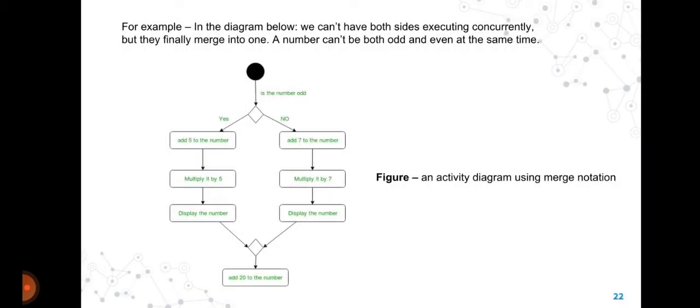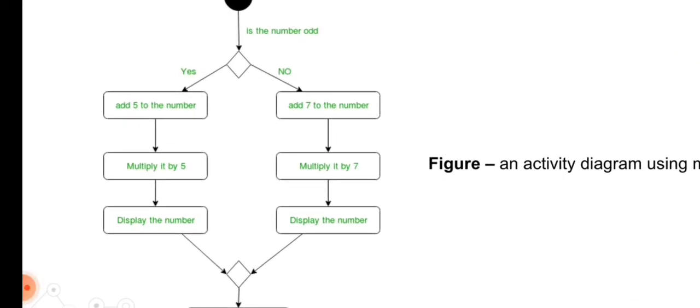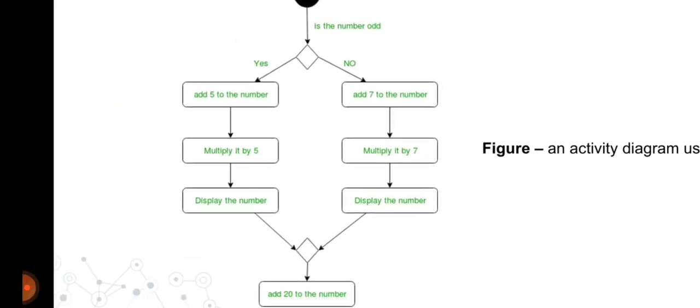And here we have the example of an activity diagram using merge notation. We can't have both sides executing concurrently, but they finally merge into one. A number can't be both odd and even at the same time. We can see the example for the activity diagram.